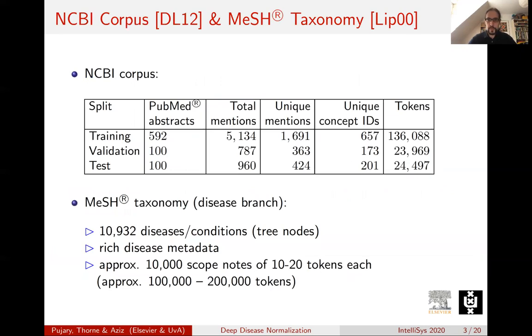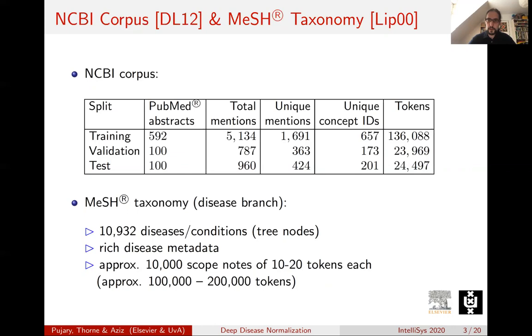We used a known benchmark for normalization and detection of diseases, the NCBI Corpus. The NCBI Corpus is a collection of around 800 PubMed Medline abstracts where disease entities were annotated and normalized, or manually linked by experts, to the Medical Subject Headings taxonomy, giving rise to around 1,000 unique diseases identified by a unique MeSH concept identifier. And the corpus itself comprises around 200,000 tokens.